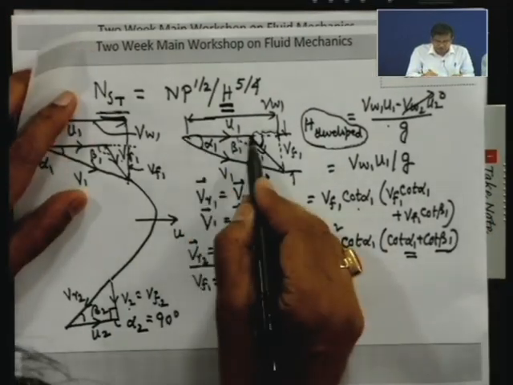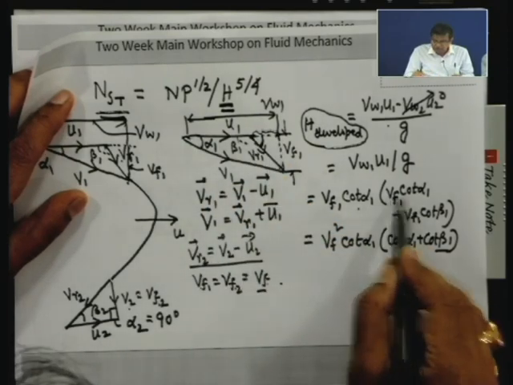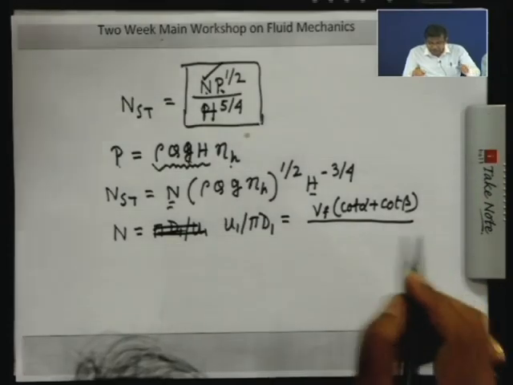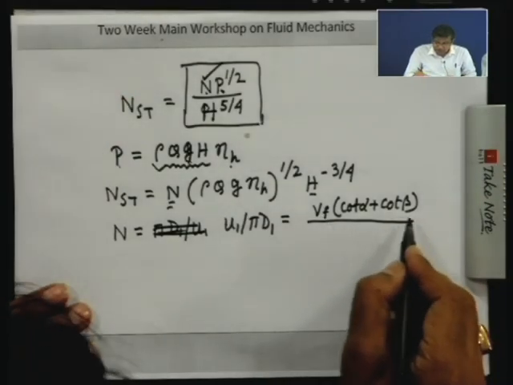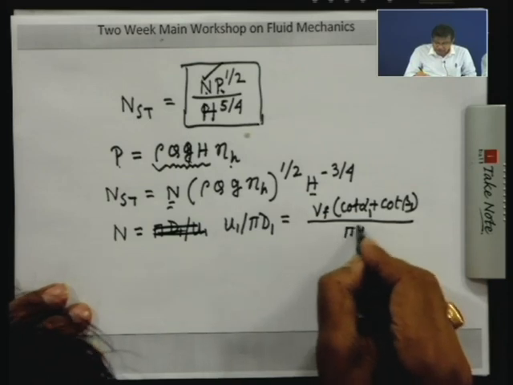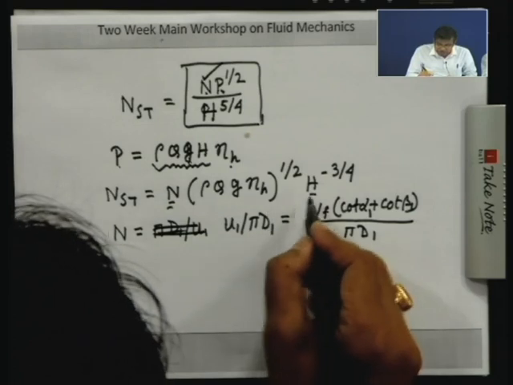So u is this one, u1. It is Vf1 minus this one, that is Vf1 cot alpha 1 plus Vf1 cot beta 1, and Vf1 is Vf, so Vf (cot alpha 1 plus cot beta 1) divided by pi d1. All right. Now this H, what is this H?